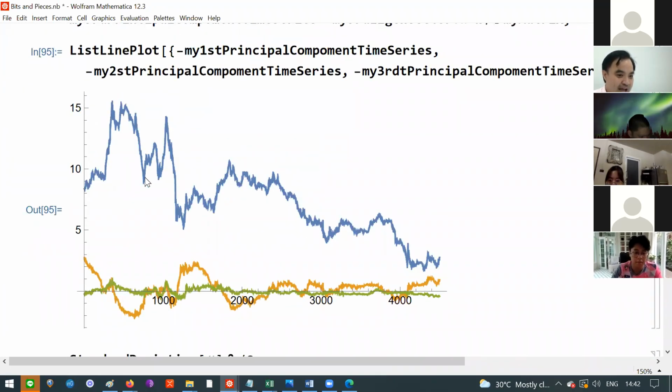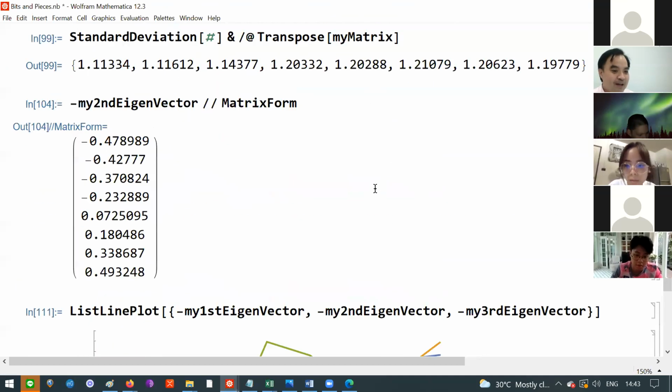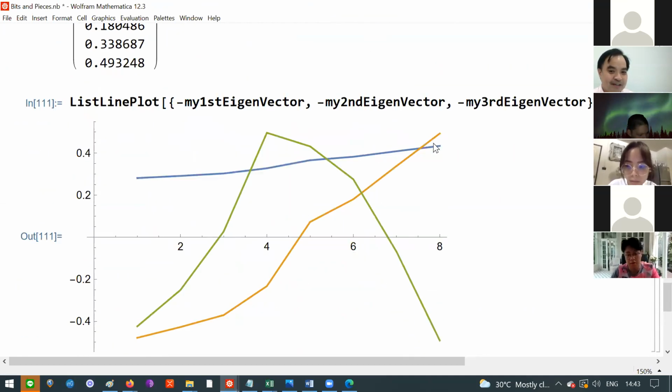Up, down, up, down, up, down, down, down. So this is what all the interest rates do together, right? It's doing it together. So all of them go up, all of them go down, all of them go up, all of them go down. So that's the movement of this line, this component. Okay, it goes up and down, ups and downs.